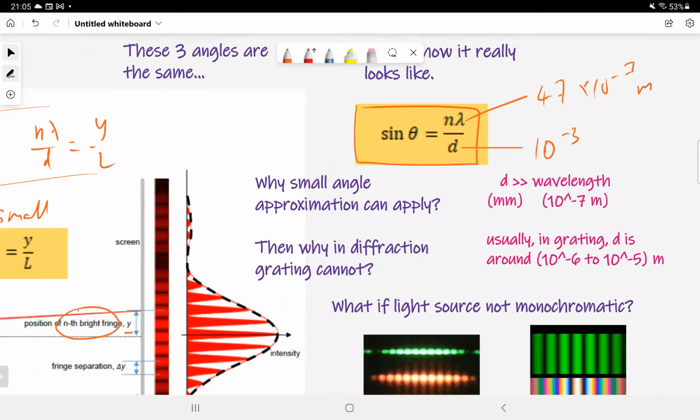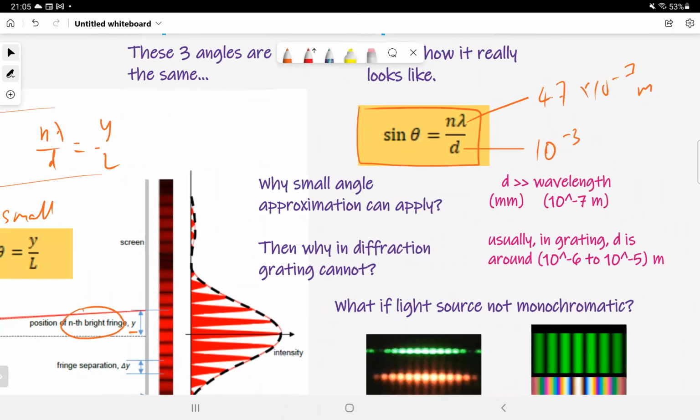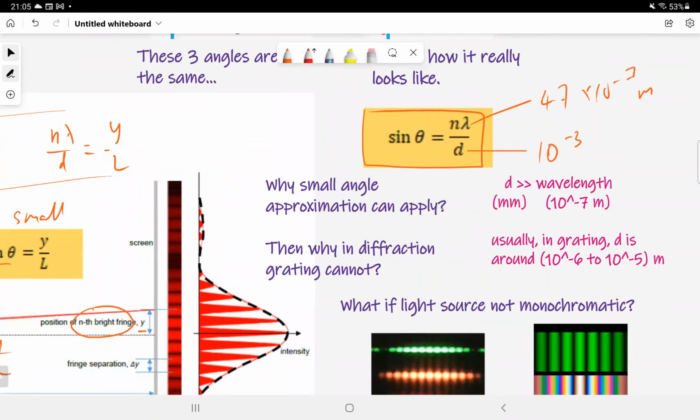And you may ask, why can this not apply in diffraction grating? Typically in diffraction grating, lambda is still the same, but the d is much smaller, around 10 to the power of minus 6 to 10 to the power of minus 5 meter. So now they are just about one order apart between the wavelength of light and the slit separation.